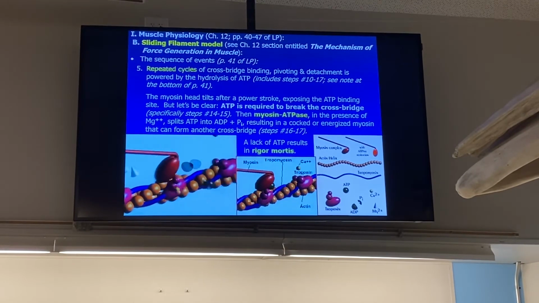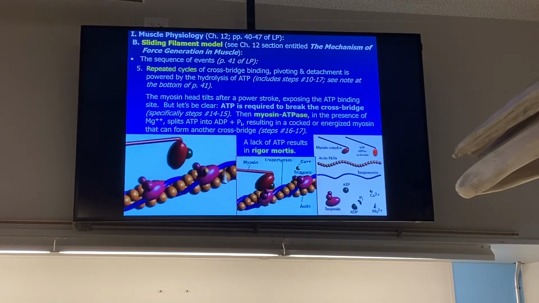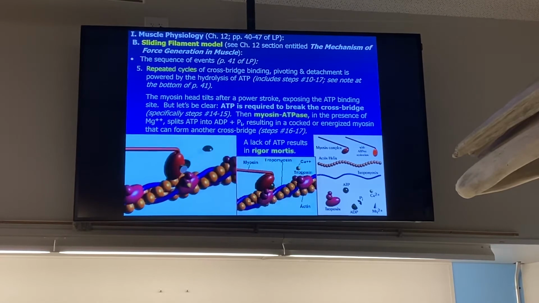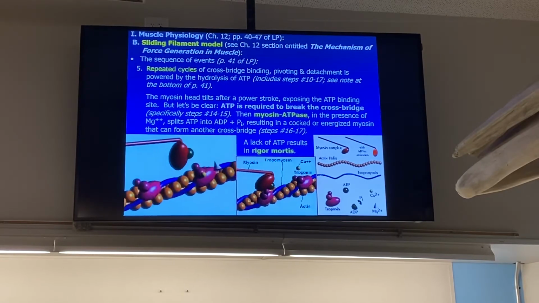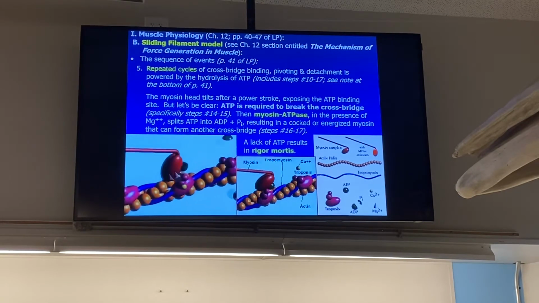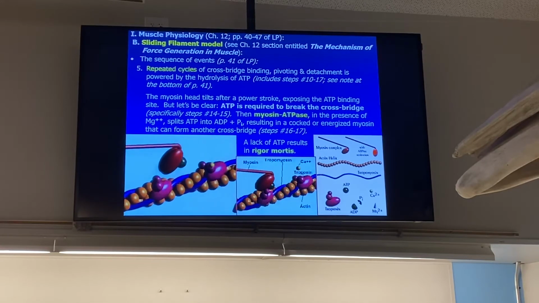Does that make sense? Eventually, the filaments start falling apart, and that's why, like in our cadavers, they're pretty stiff because they're cold. We can move things around, but we're ripping up filaments when we're doing it. And myosin heads are still connected to the thin filaments. Does this make sense?